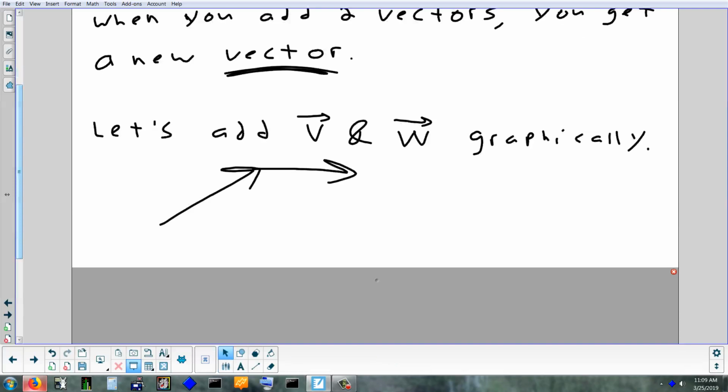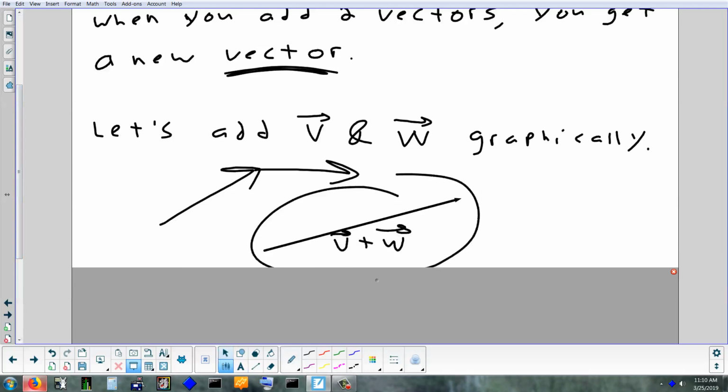V, W. You line them up just like that. So what I just did is I lined up the end of V, the terminal point of V, with the initial point of W. Put them right on top of each other. And now the final answer is when you connect where you started to where you finished. That vector that I just drew represents V plus W. So if you think of those original vectors as forces, that's what would happen if you combine the two forces together.